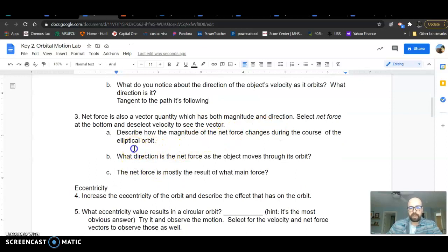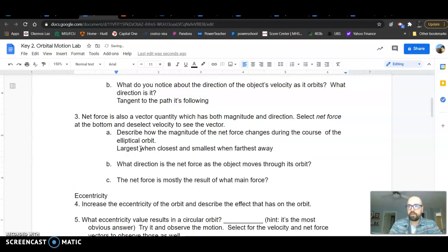And then the net force here, so the magnitude, it's largest when closest. So same pattern there as the velocity, and smallest when farthest away. And that would stem from you guys knowing gravitational force has an inverse squared relationship with distance. So what direction is the net force as it moves through the orbit? It's always towards the object it's orbiting.